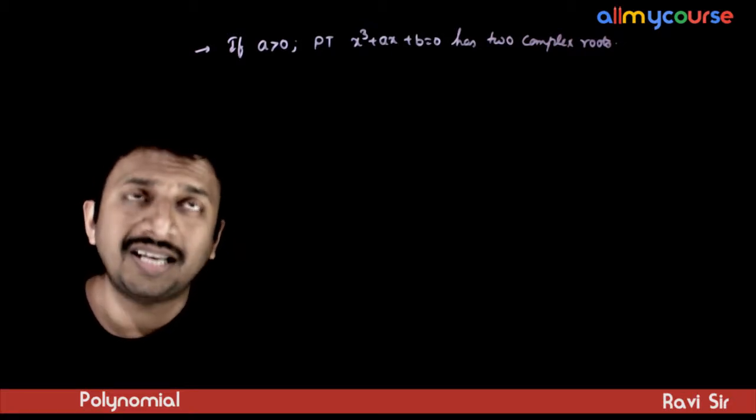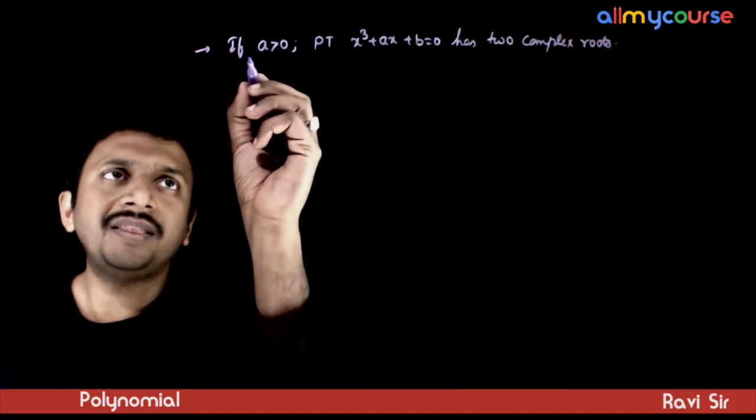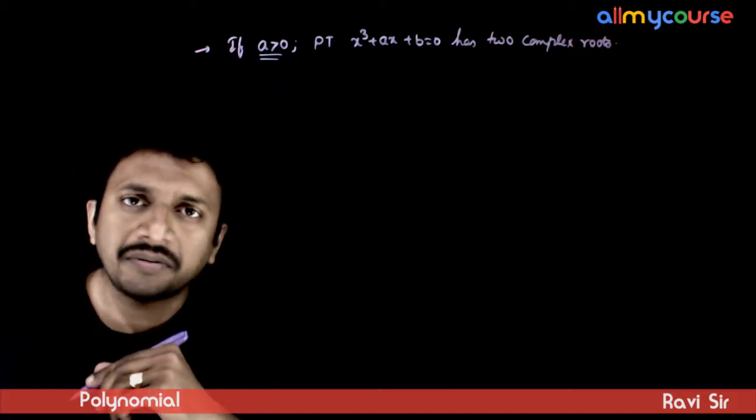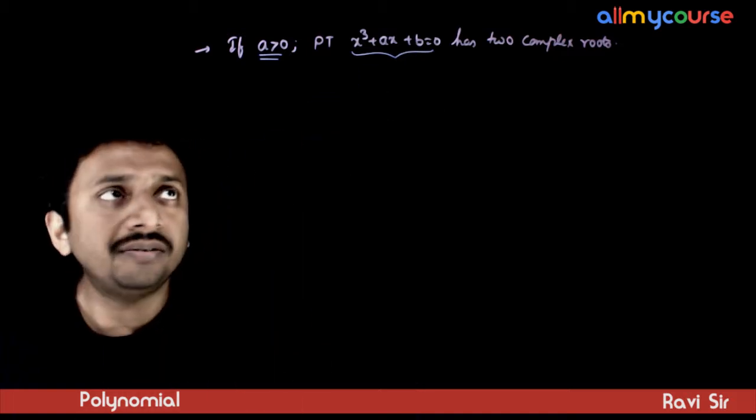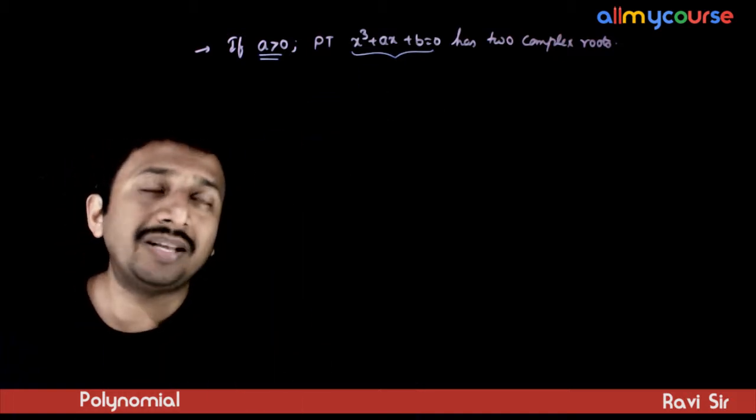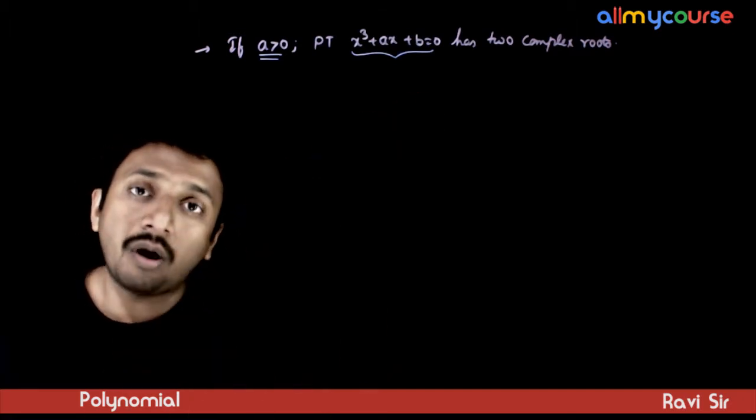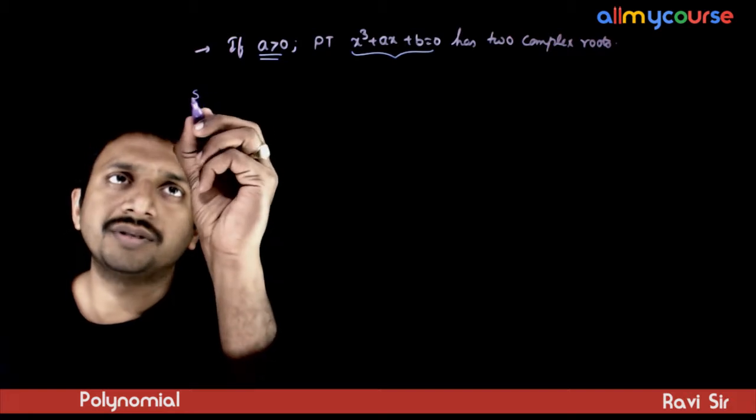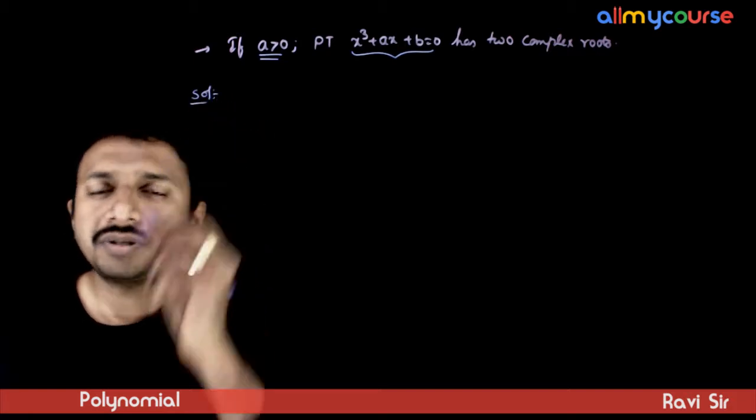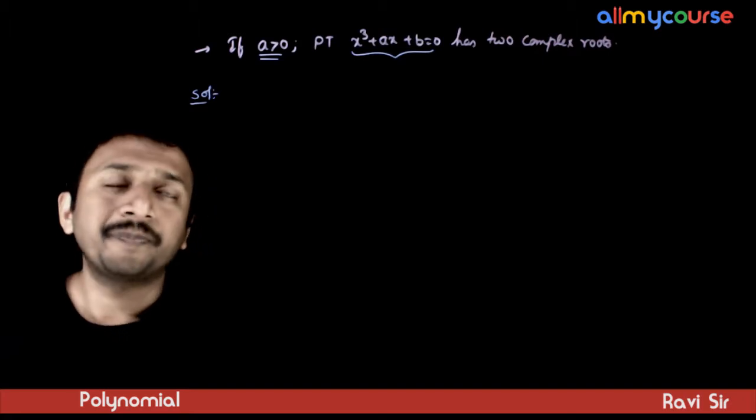So let us take another example. In this question, you're given that if a greater than 0, prove that this cubic equation x cube plus ax plus b is equal to 0 has two complex roots. So how do we do this? So let us use our Descartes' rule of signs.